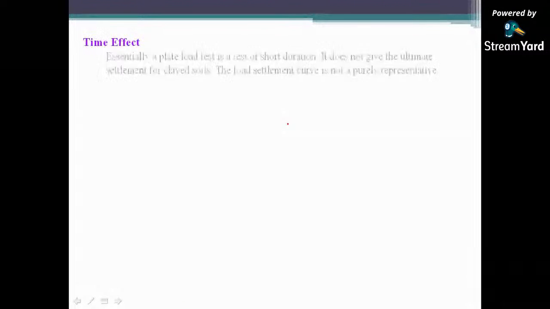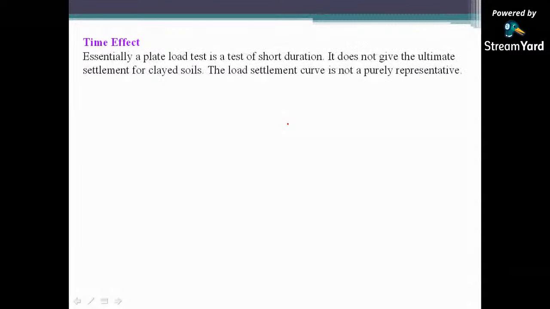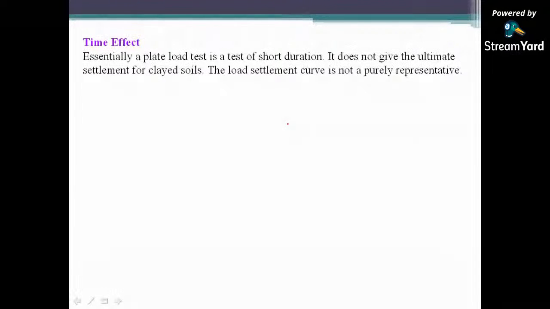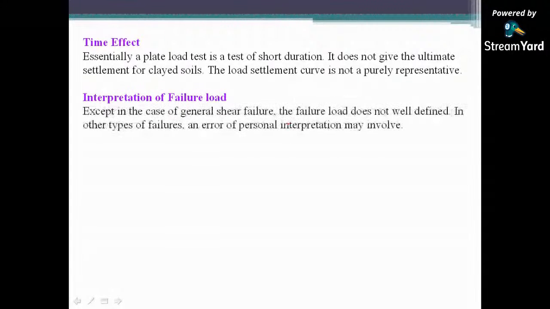So, time effect. Essentially, a plate load test is a test of short duration. It does not give the ultimate settlement for the soil. The load settlement curve is not purely representative. Next is interpretation of failure load.